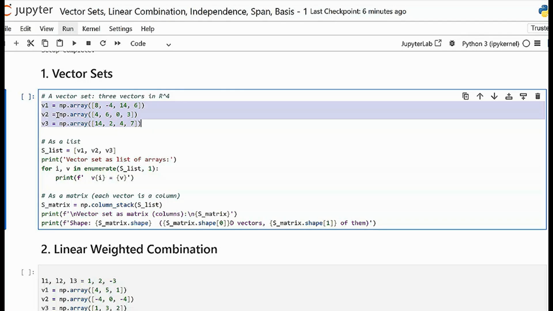Why a list here? Yes, because lists are convenient for looping through vectors, so storing collections or flexible organization. So that is what we used to make the combination of 3 vectors. Yes, it creates a list containing 3 vectors, and this is one way to represent a vector set programmatically.